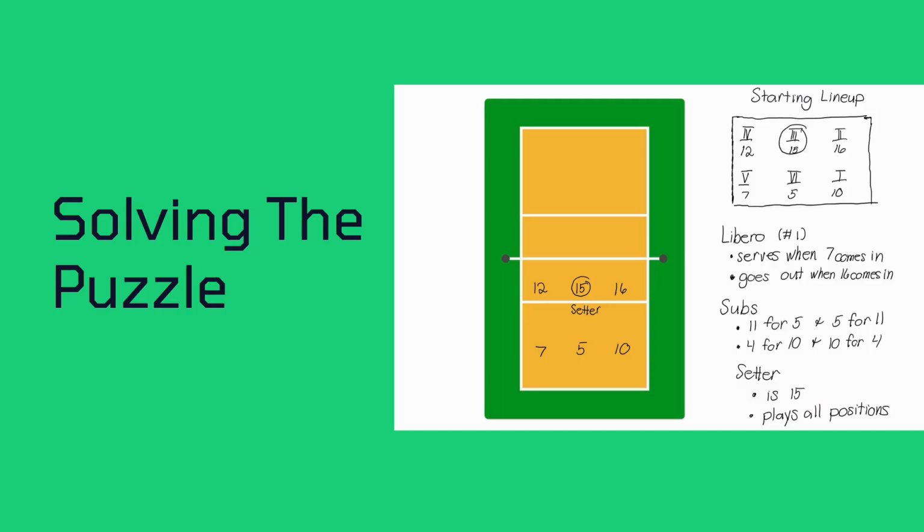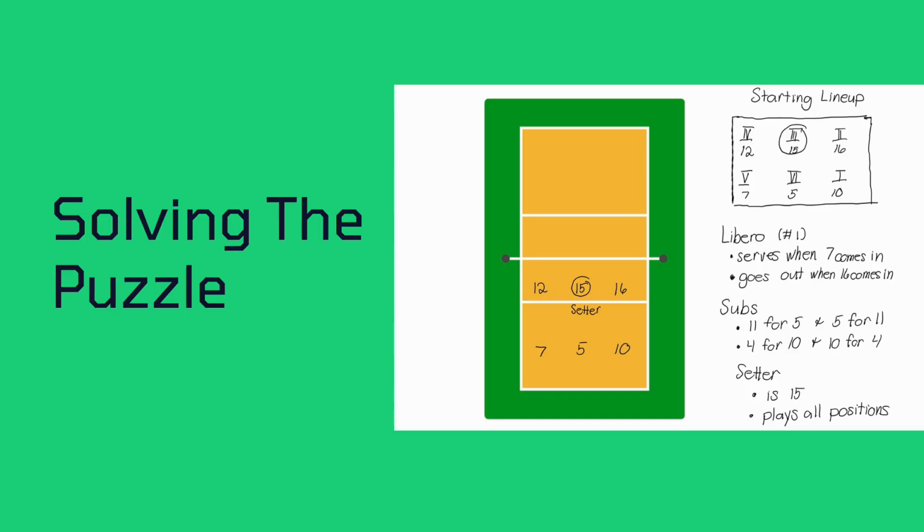Now, we're going to use this particular team's lineup as an example to show you how we can solve the puzzle. Here's our starting lineup. This particular team will start this particular set as the receiving team. Number 15 is going to be the setter. This particular team runs a 5-1, which means our setter is going to be in for all 6 rotations. Our libero is going to be number 1.